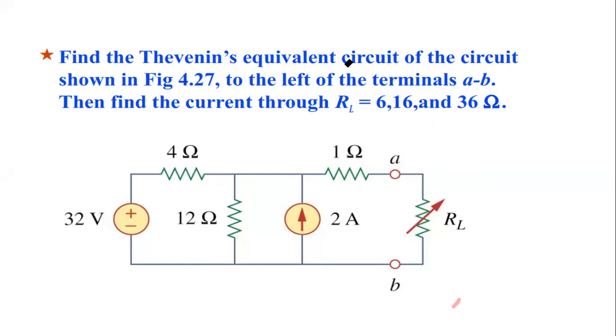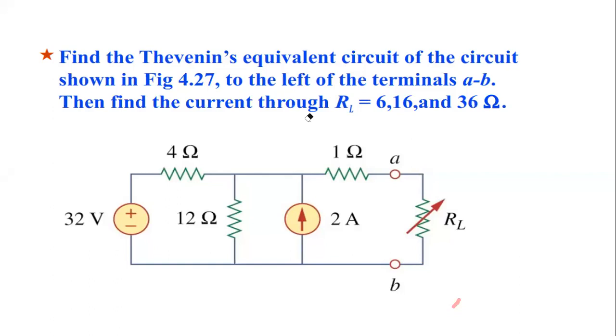So first of all, we need to find the Thevenin's equivalent circuit, and after that you need to find the current through RL. RL is this resistance, the load resistance, when RL is 6, 16 and 36. So that is not a matter. We can do it. First thing is to find the Thevenin's equivalent circuit. For finding it, we need to find VTH and RTH. So the purpose is to find VTH and RTH.